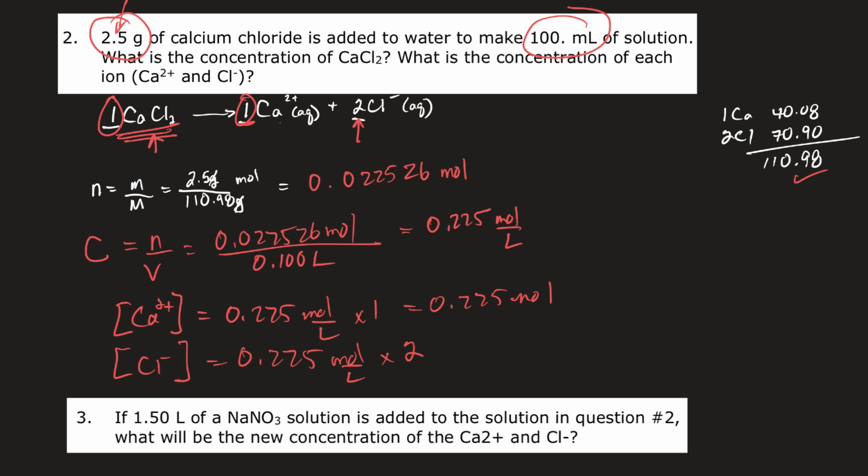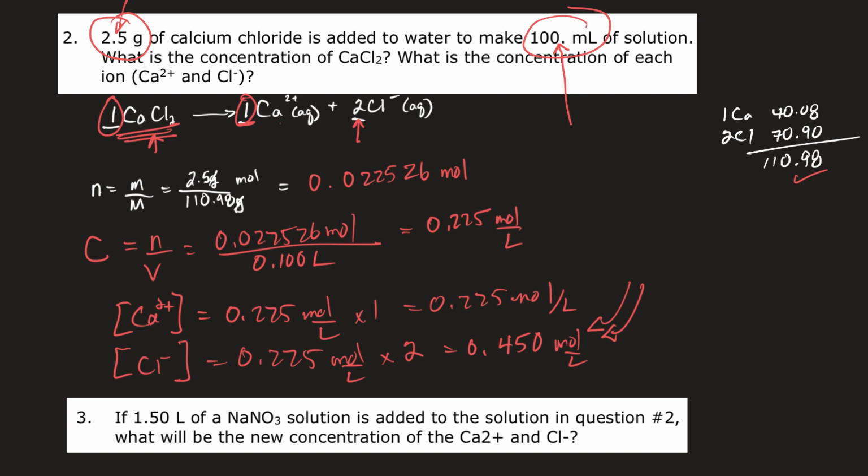So the concentration of chloride ions will be, what does that come out to? 0.450? Might be 451, depending on the rounding. Moles per liter. This should have been per liter. Okay, so that's the original solution. That's the concentration, and that concentration is in this volume. So in that 100 mL of solution, that's my concentration.